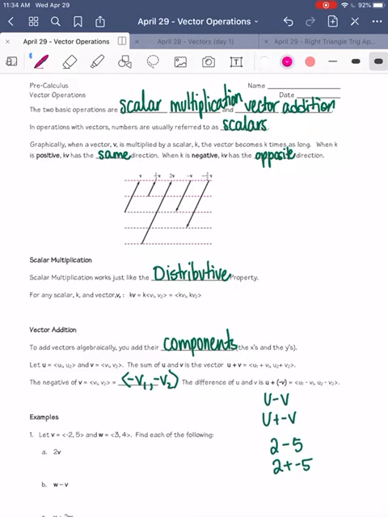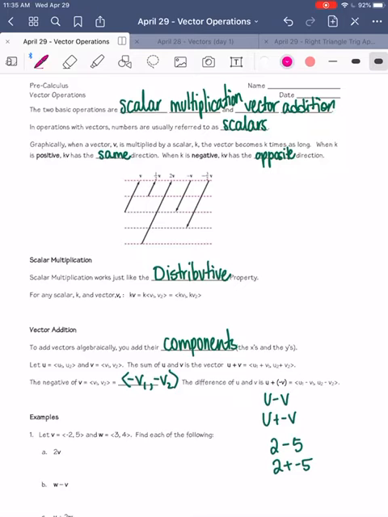In operations with vectors, numbers are usually referred to as scalars. So you'll hear me say scalar multiplication. It basically just means we're going to take a number and multiply it to a vector. Now, I think this image is very important. It says, when a vector is multiplied by a scalar, the vector becomes k times as long.